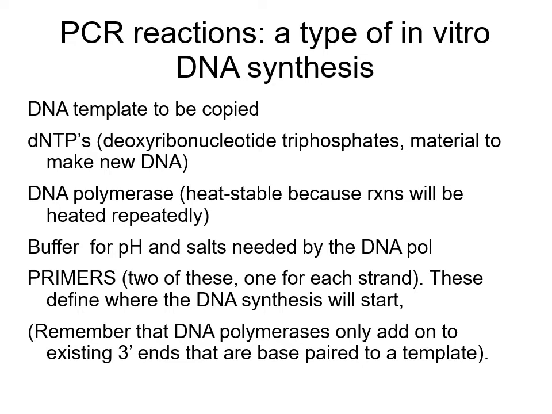Importantly, we need primers, two of them, one for each strand. Now these primers are going to define where the DNA synthesis will start. It's going to direct the polymerase to the place that we want to copy, not all those other places in the genome that we don't want to copy. So we're going to selectively synthesize the region that's defined by the binding of those particular primers to the strands.